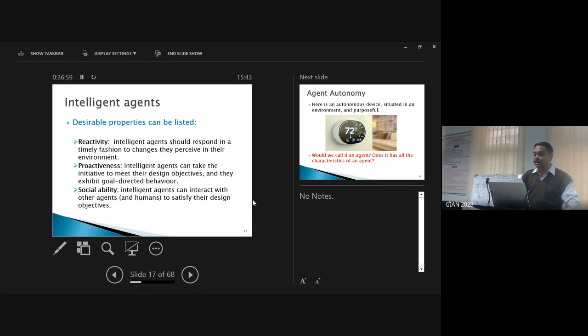Intelligent agents can interact with other agents. It's like a human society, which is something that has been repeatedly discussed by Peter: collective intelligence. The intelligence of one agent is not sufficient; rather, it is a collection of intelligence, I mean the intelligence of collected people, or a swarm of agents or a swarm of robots. So these three behaviors should be there for an intelligent agent: reactive, proactive, and social ability.